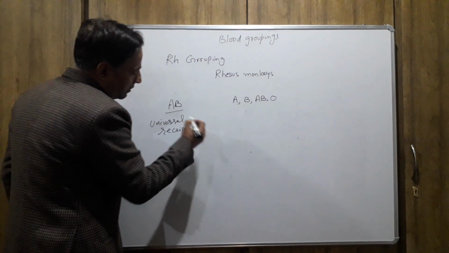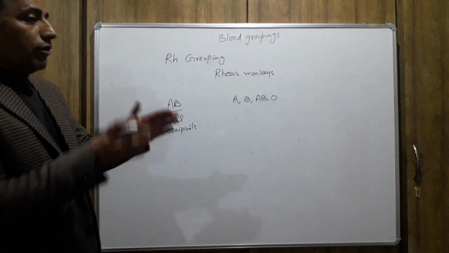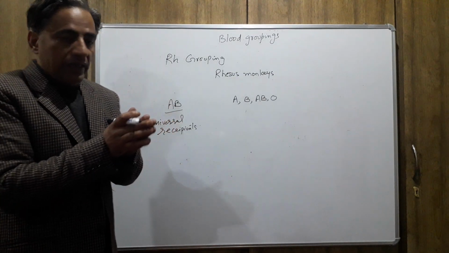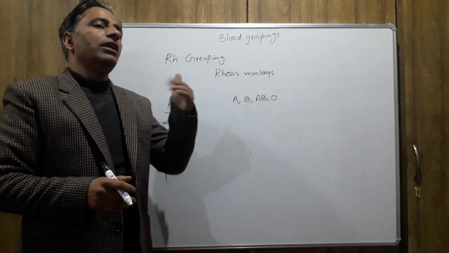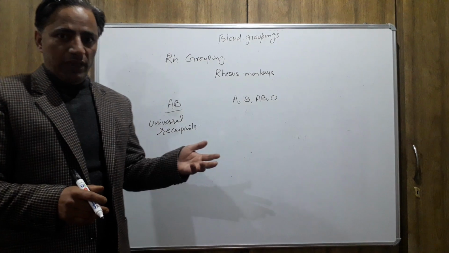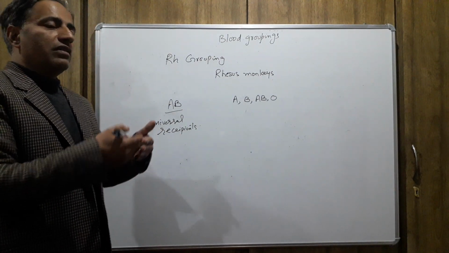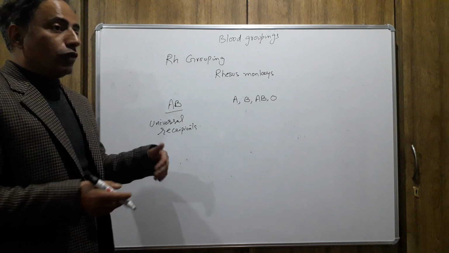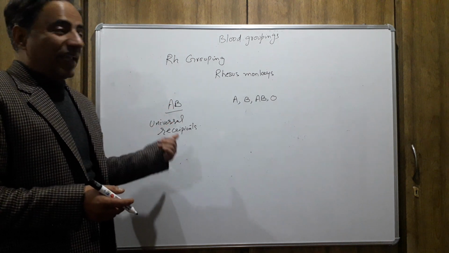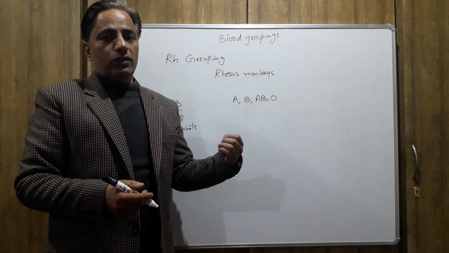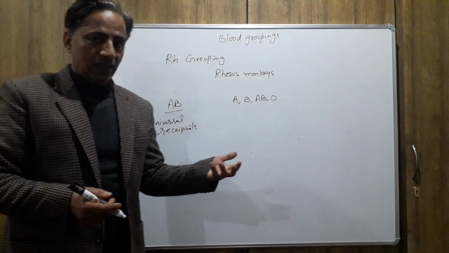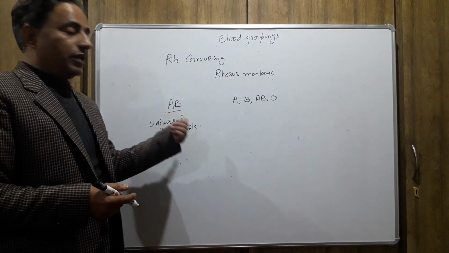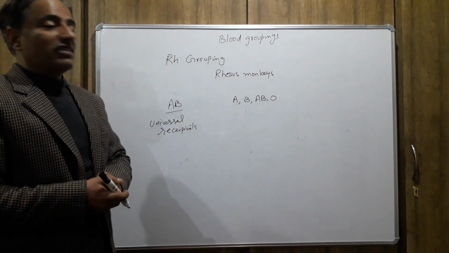Universal recipients. So, people having blood group O can give their blood to any person, and therefore those individuals are called universal donors. And the people who have blood group AB can receive the blood of any person who has a different blood group, and such persons who have blood group AB are called universal recipients.